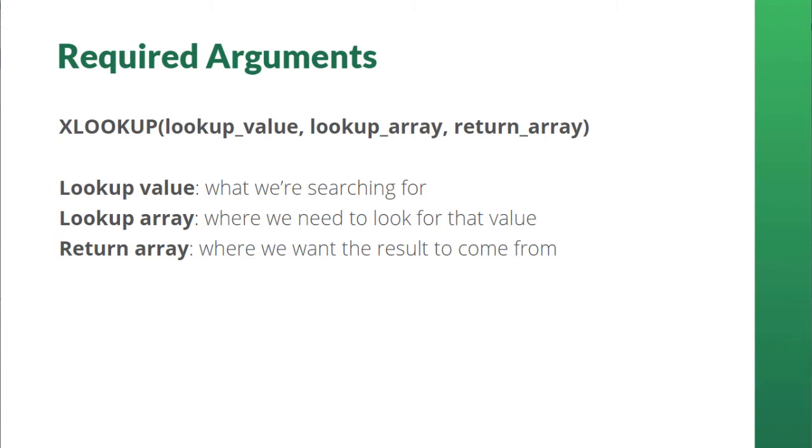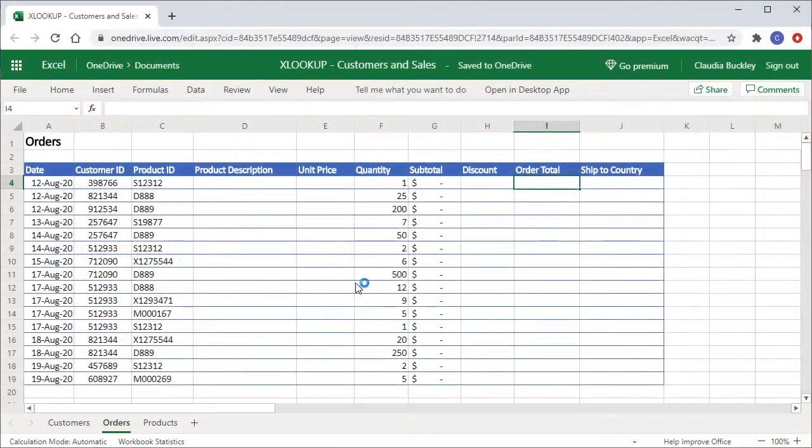So let's get those country names on our orders worksheet. We start by typing an equal sign and the function name, XLOOKUP. It's pretty handy that if we type equals XL and tab, Excel completes the XLOOKUP function name and open parenthesis. So first, let's get our lookup value. In this case, we're going to use the customer ID as our lookup value, so we'll go ahead and click on that field, customer ID.